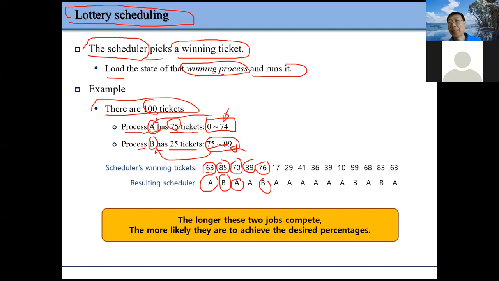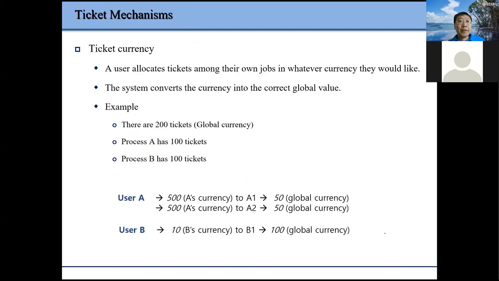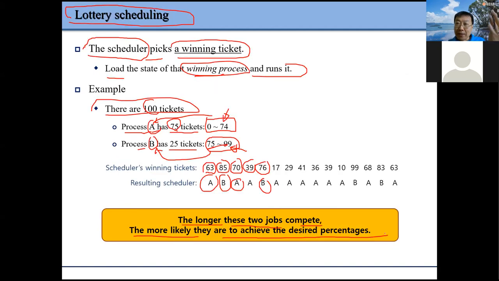Basically, A will get around 75% and B will get around 25%. Certainly, the longer the two jobs compete, the more likely they are to achieve the desired percentage. If we only run a few times, because this is random, we cannot guarantee this fairness or the percentage. So this is our basic technique.